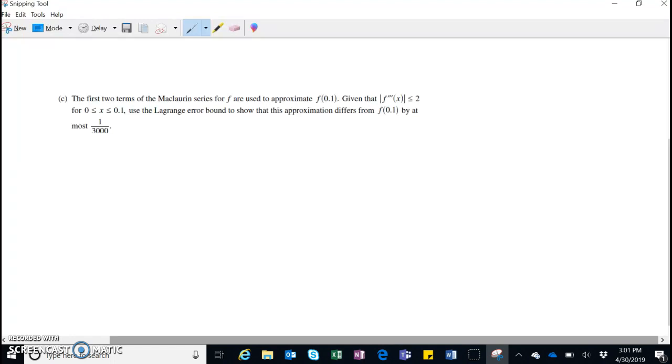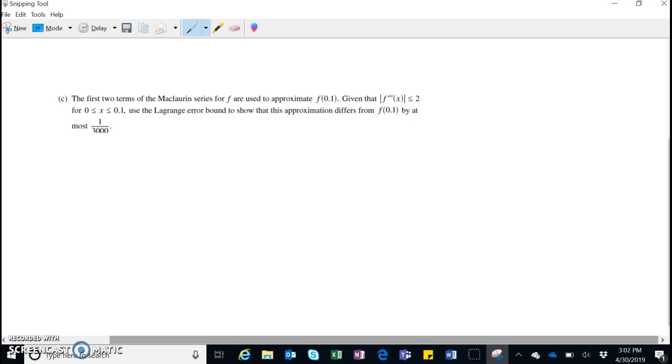Given that the absolute value of the third derivative is always less than or equal to 2 for this small window, use the Lagrange error bound to show that our approximation differs from f of 0.1 by at most 1/3000th. There's a lot going on here, and the big picture is that we have to use the Lagrange error bound to show that our approximation is within 1/3000th of the true value.